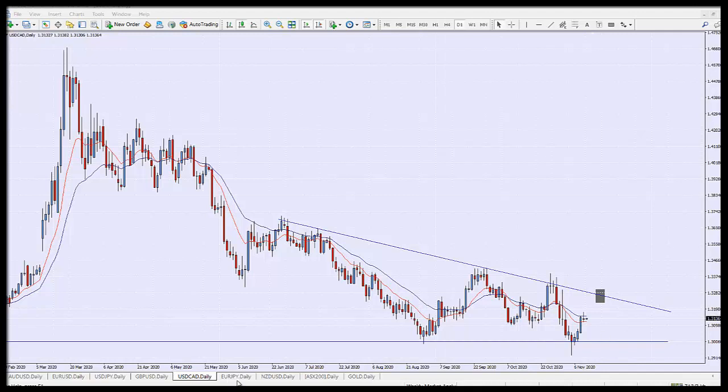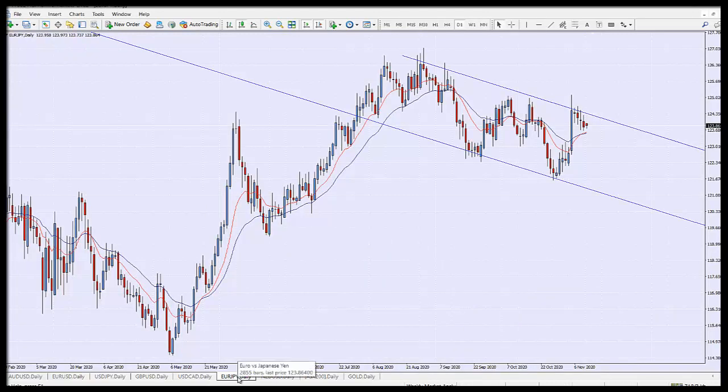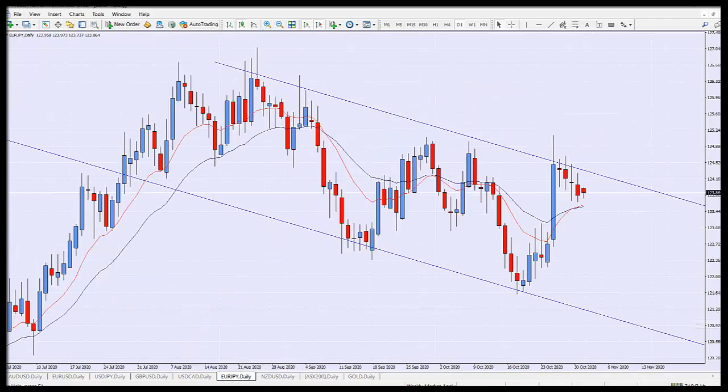Let's move along. Let's have a look at the Euro Yen. What I'm not sure about, there's a reversal here. Okay, I can see it here. These two candles there, that's a reversal pattern. So that little one is an inside candle.